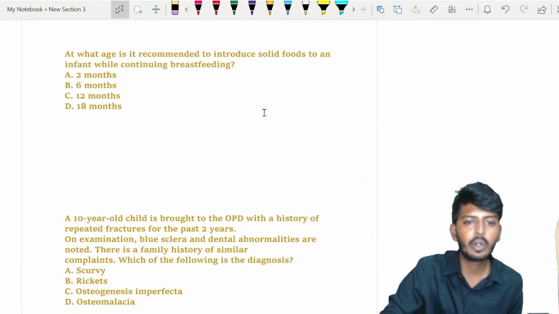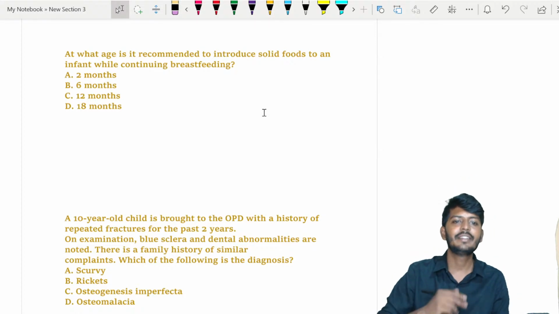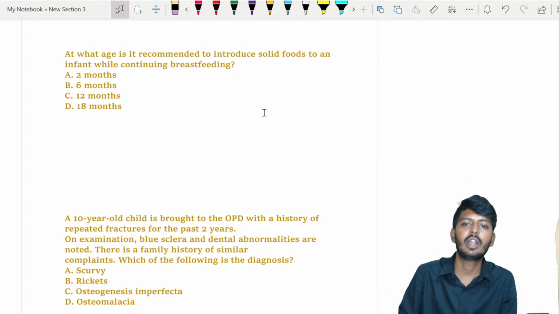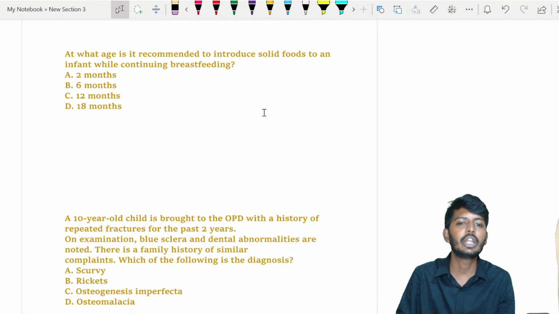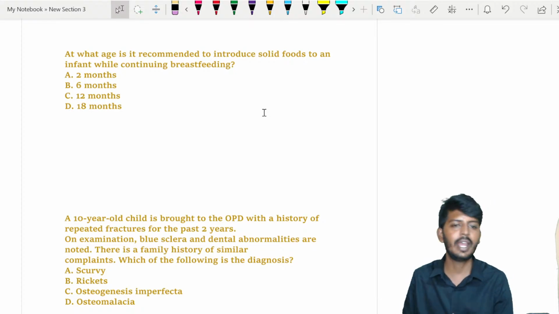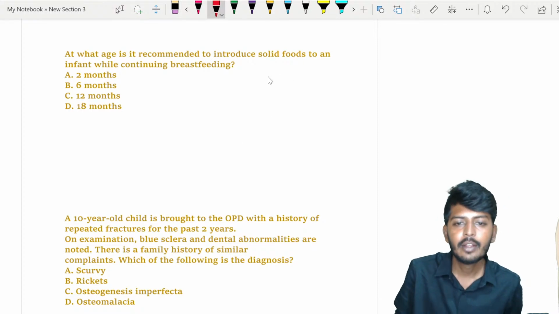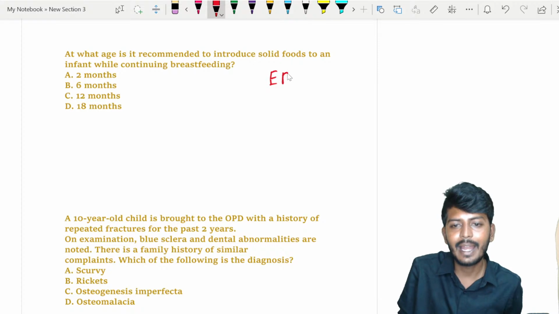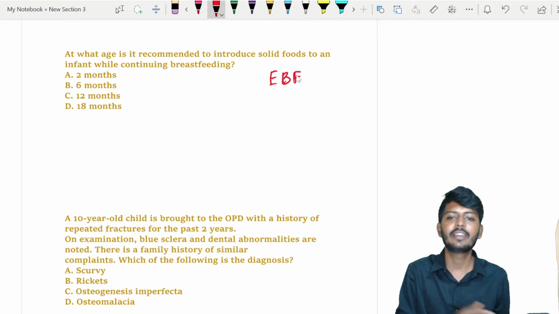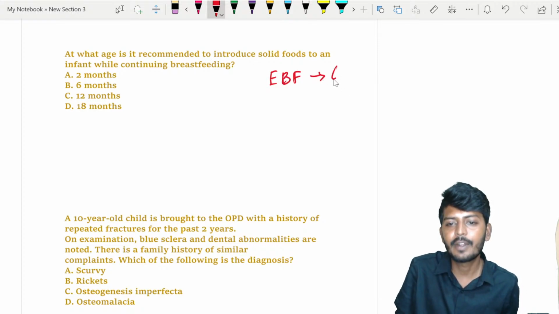All right. Let's go to the next question. What age is it recommended to introduce solid food to an infant while continuing breastfeeding? Options are 2 months, 6 months, 12 months, 18 months. So what exactly do we need to understand here? Exclusive breastfeeding is done for 6 months.